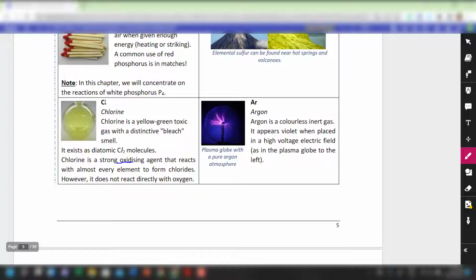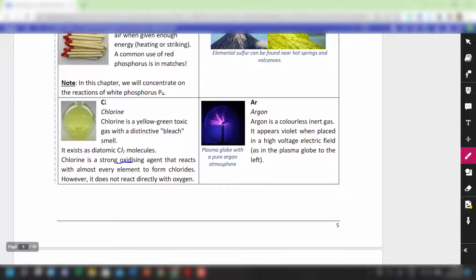Then for argon, it is a colorless inert gas. Thus far, very few compounds were formed with it. Actually, for argon, there are no compounds being formed. Only krypton and above, like xenon. There are many compounds which react with xenon, but not argon.